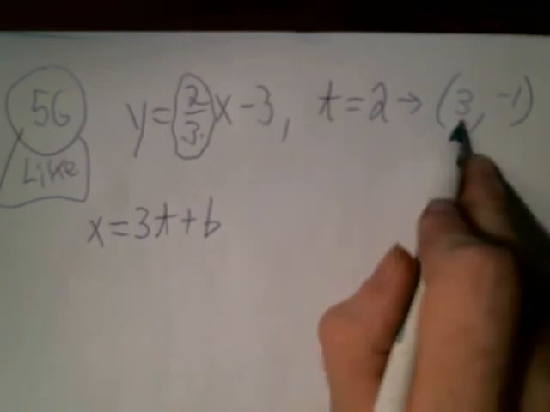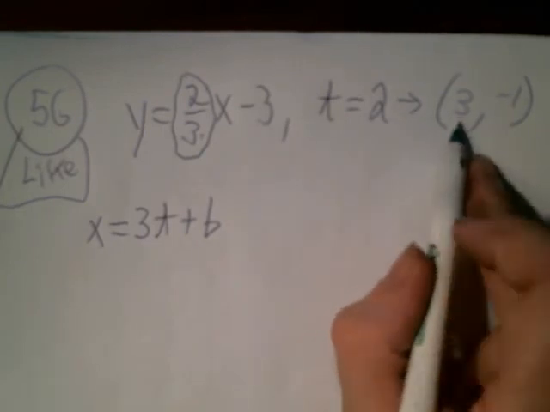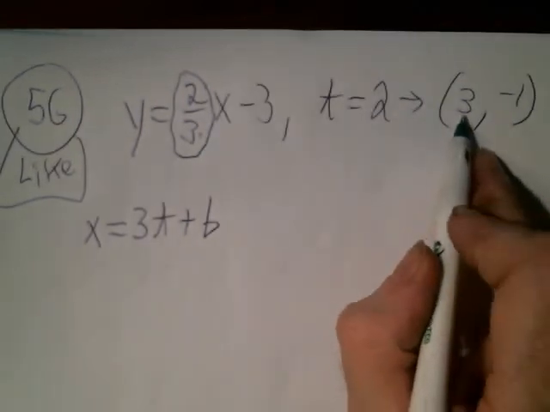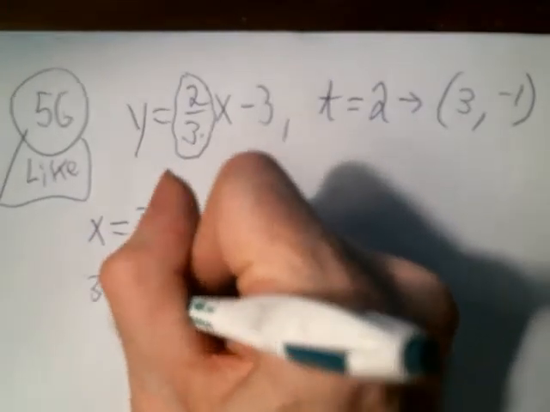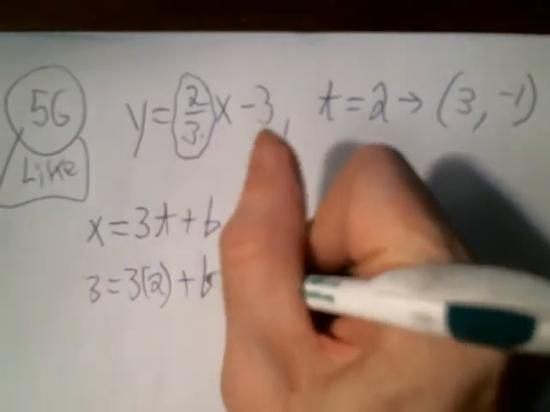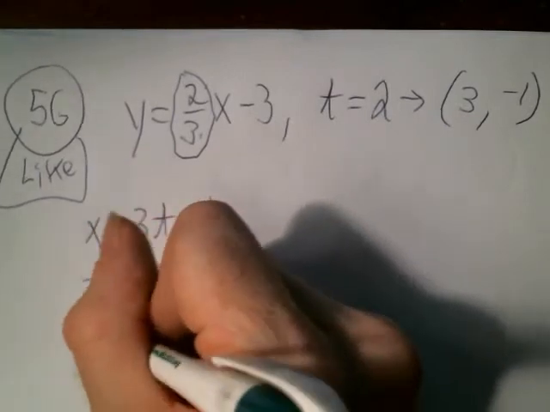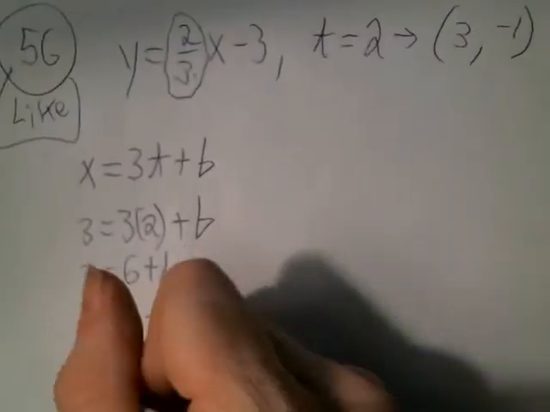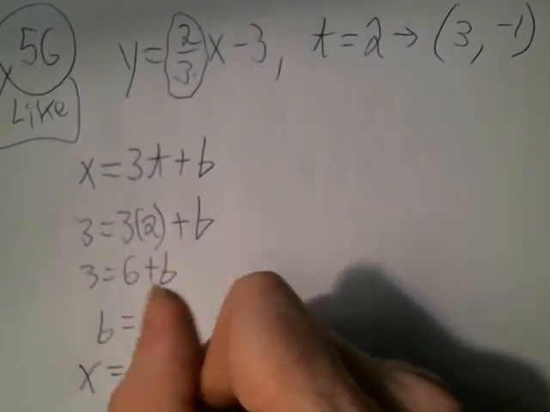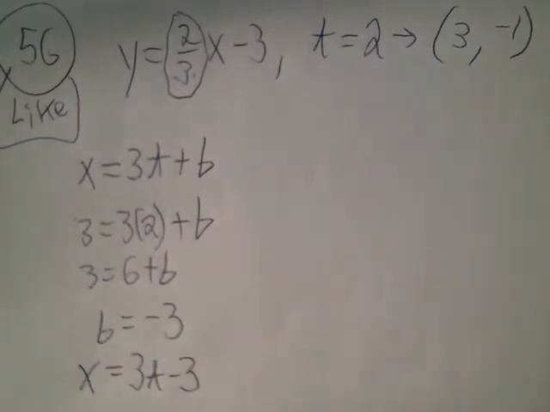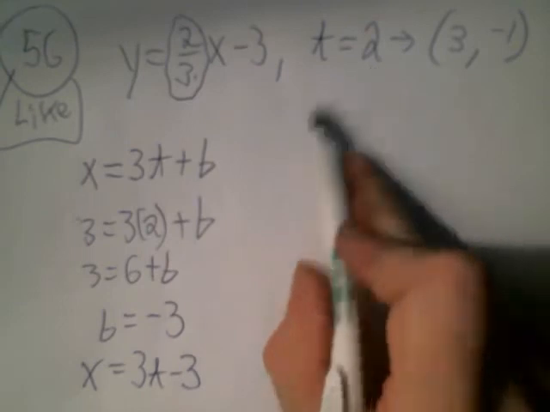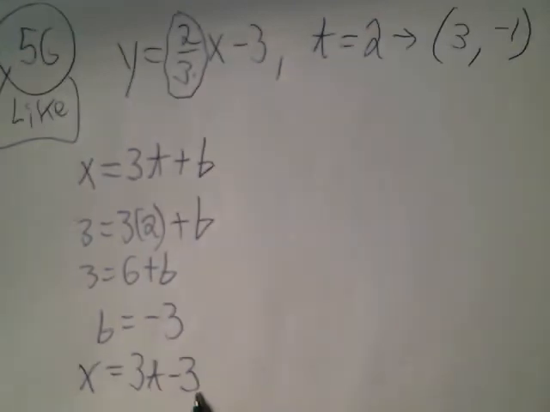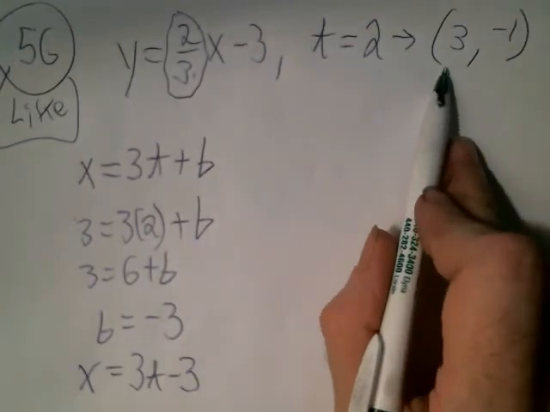So when t is 2, I get an x value of 3. So 3 equals 3 times 2 plus b. In other words, 3 equals 6 plus b. In other words, b equals -3. So my x formula is 3t minus 3. And certainly check it. When t is 2, you get 6 minus 3, which is 3.